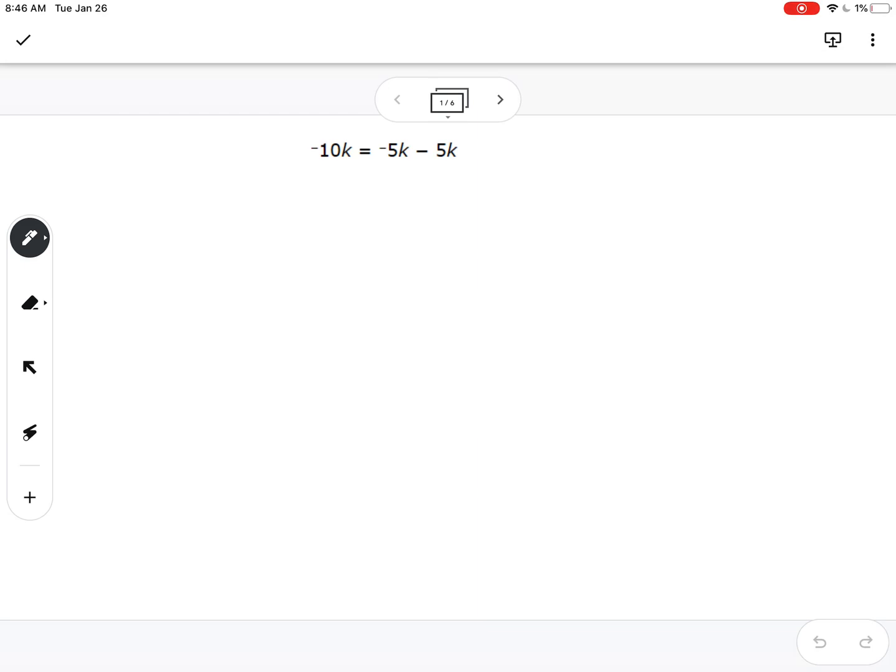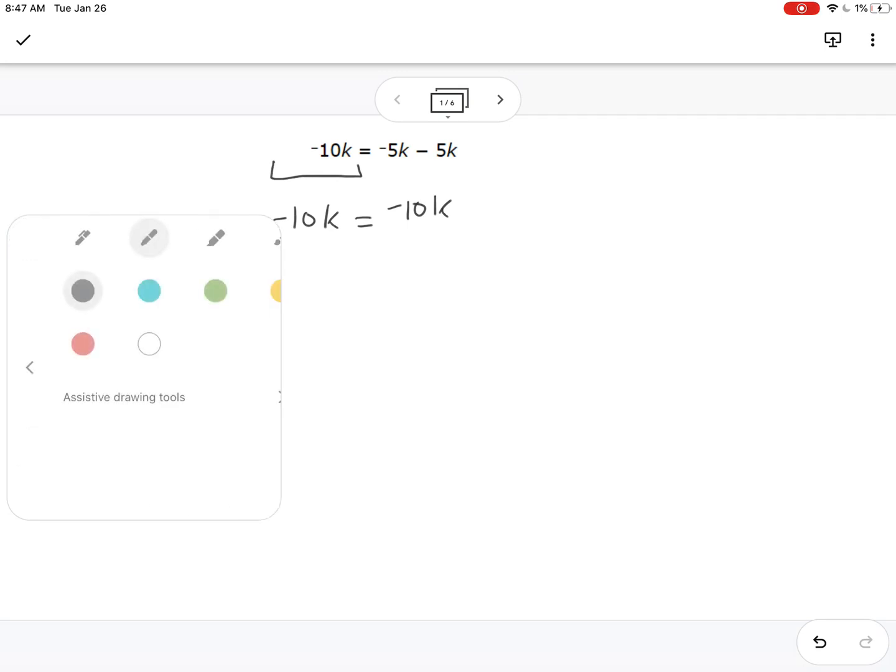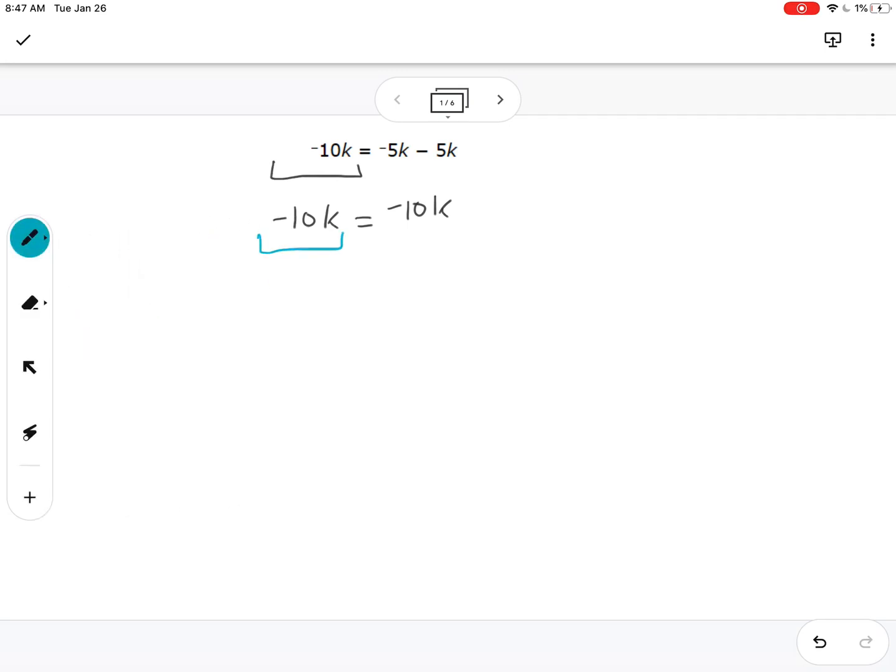Okay, so we have the equation negative 10k is equal to negative 5k minus 5k. First thing you want to do is just simplify both sides of the equation. The left-hand side is already simplified, so I'm going to write that as negative 10k. And the right side simplifies to negative 5k minus 5k, that's equal to negative 10k. Now I want you to observe something. The left side, negative 10k, is equal to the right side, negative 10k. They essentially have the same slope.